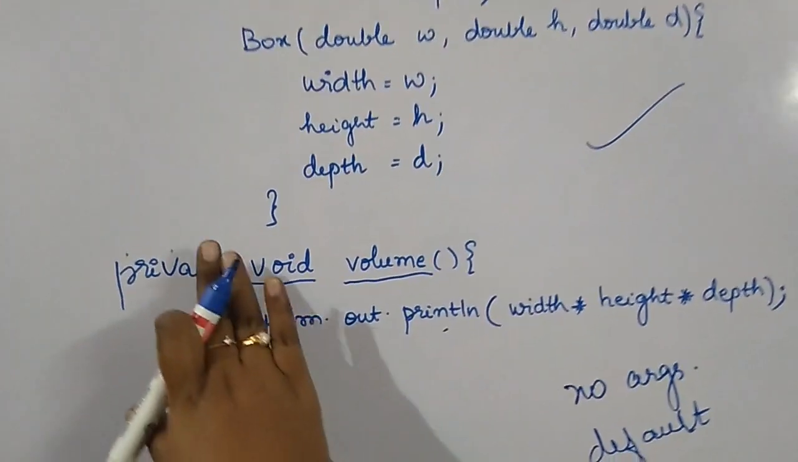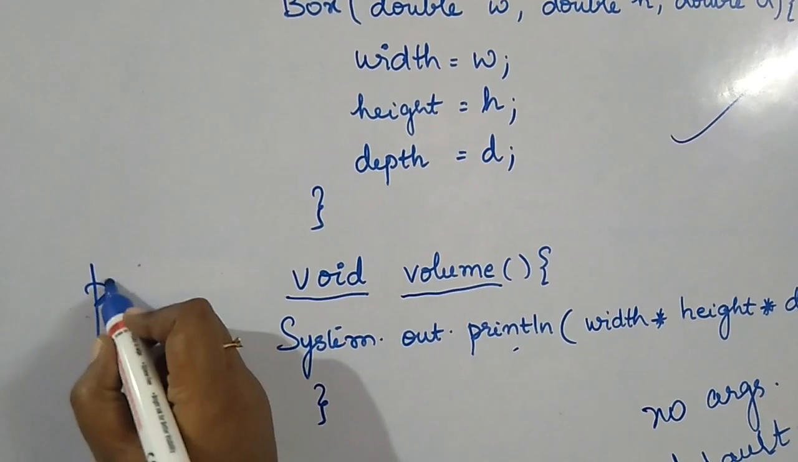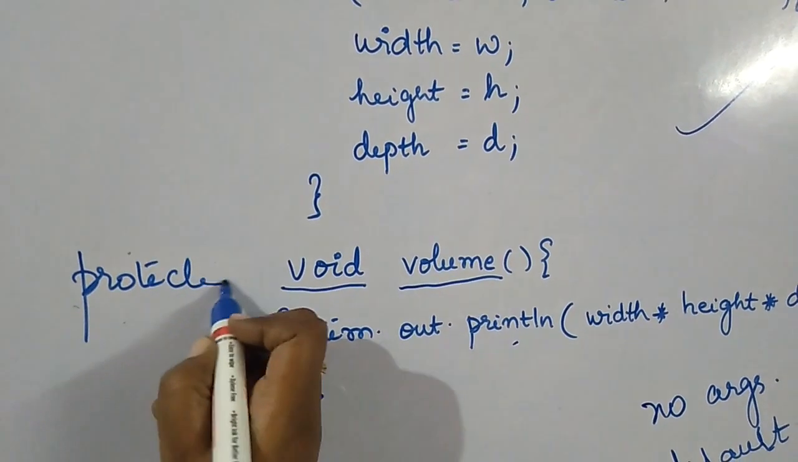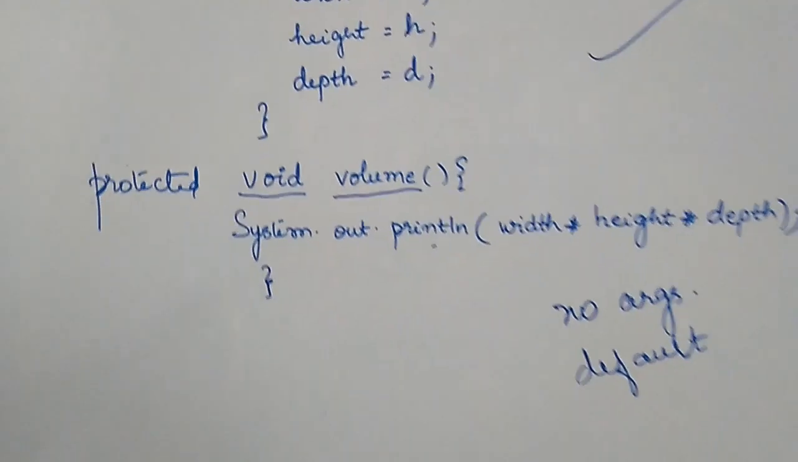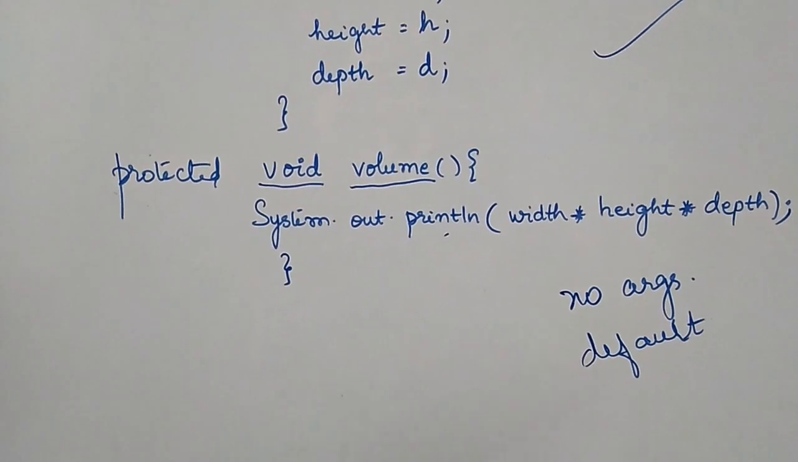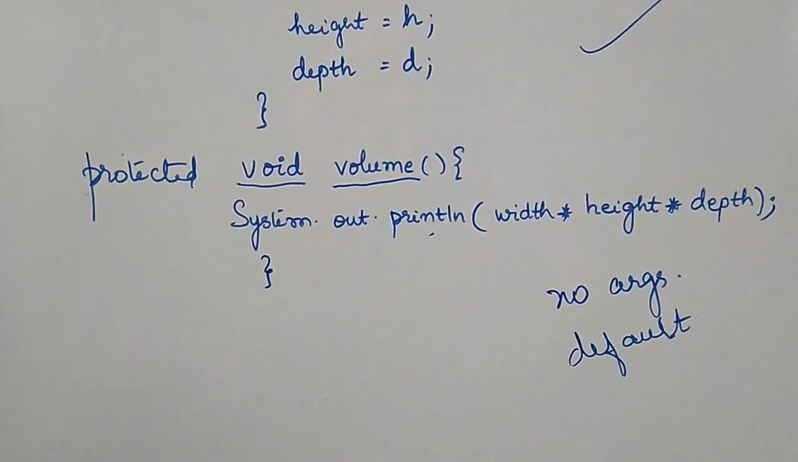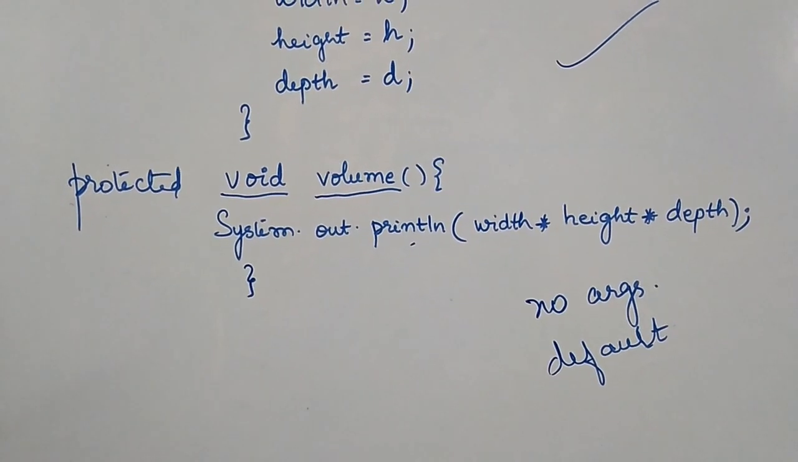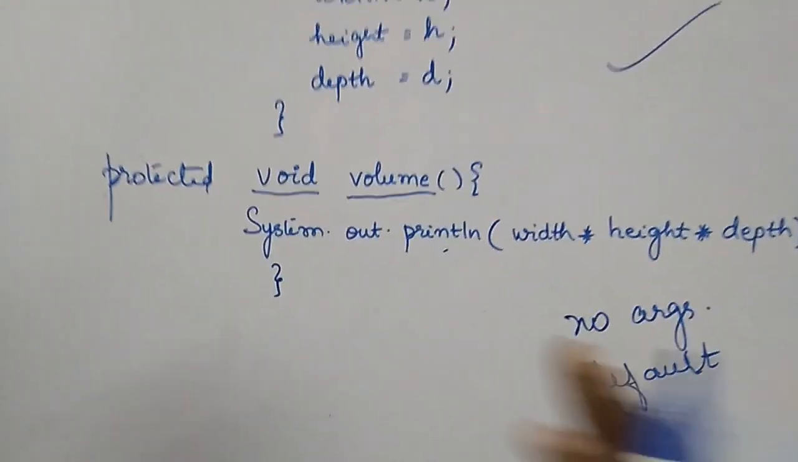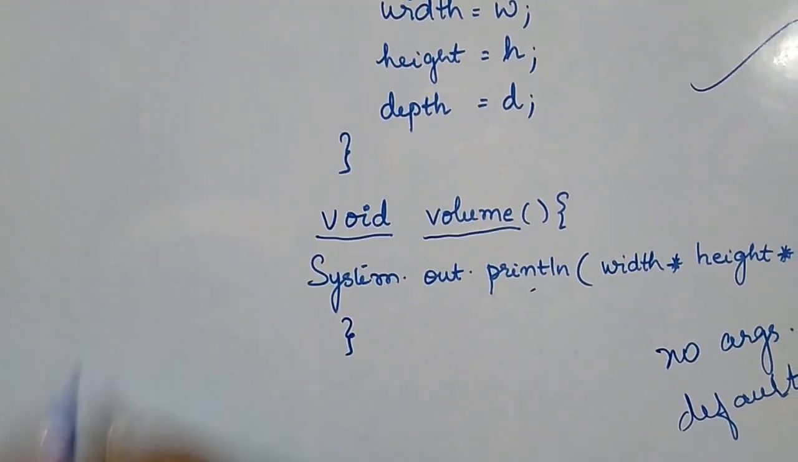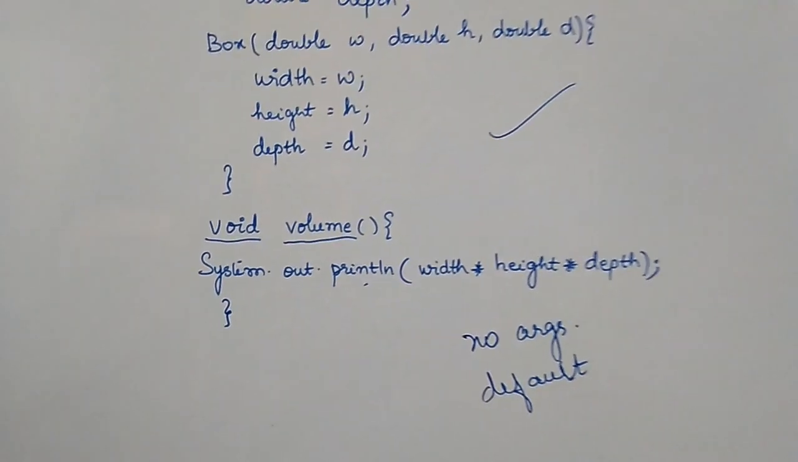And if I'm making it protected, then this method can be inherited by the subclasses. Even if it is in another package, it can be accessed. So these are the access modifiers. If we are not mentioning anything, then it is the default access modifier.